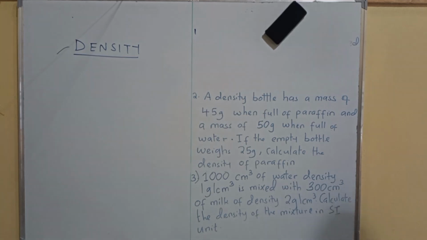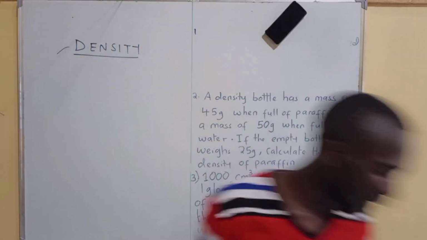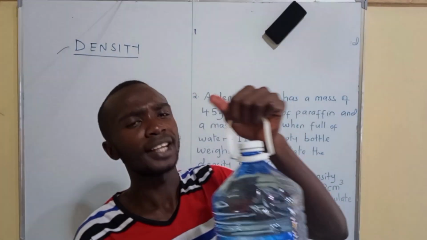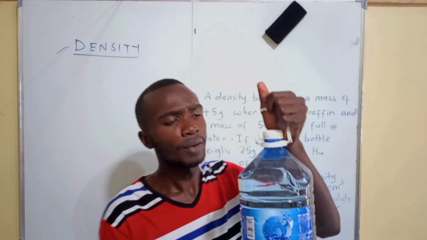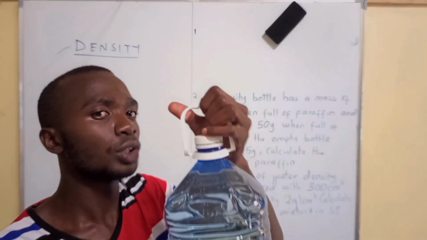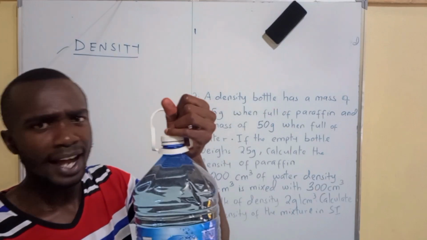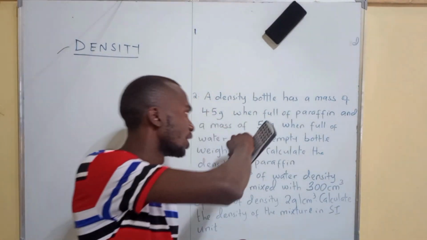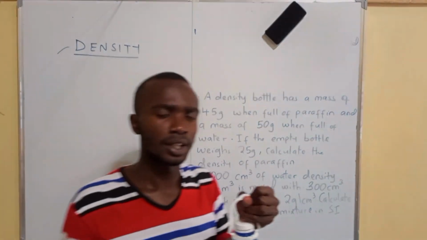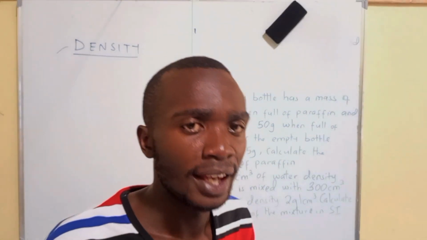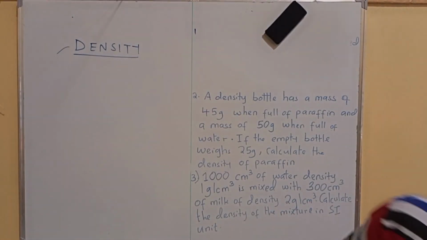The question says the bottle has a mass of 50 grams when full of water, and the empty bottle weighs 25 grams. Assume this is the density bottle, I don't have a practical density bottle here. We are told that the mass of the density bottle when it does not have any liquid is 25 grams. When the bottle is full of water, its mass is 50 grams. Because we know the mass of the bottle alone and the mass of bottle plus water, that can help us find the mass of water inside the density bottle.